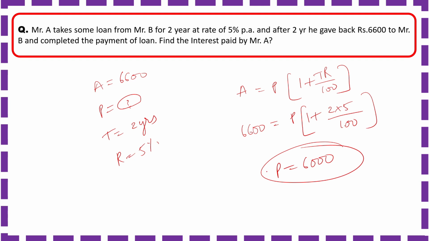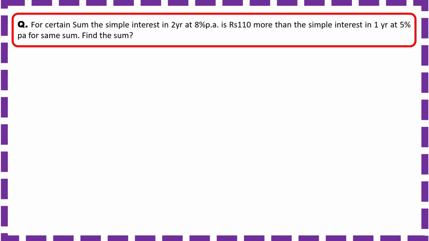So this principal is 6000. So A takes 6,000 from B, and after that he gives 6,600 to B. That is the amount. So how much did he pay interest? So this is the principal, this is the amount. So the interest is 6,600 minus 6,000. That is 600 rupees. Right? 600 rupees is the interest paid by Mr. A to Mr. B.